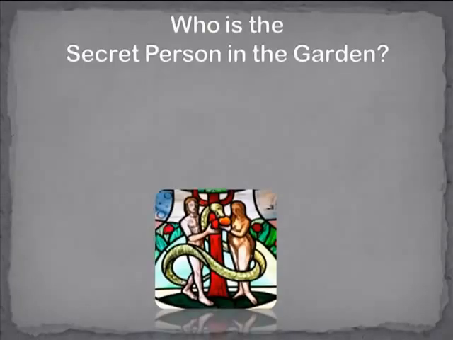Who is the secret person in the garden? We knew there was Adam and there was Eve. Who is that third person? And that was the serpent.